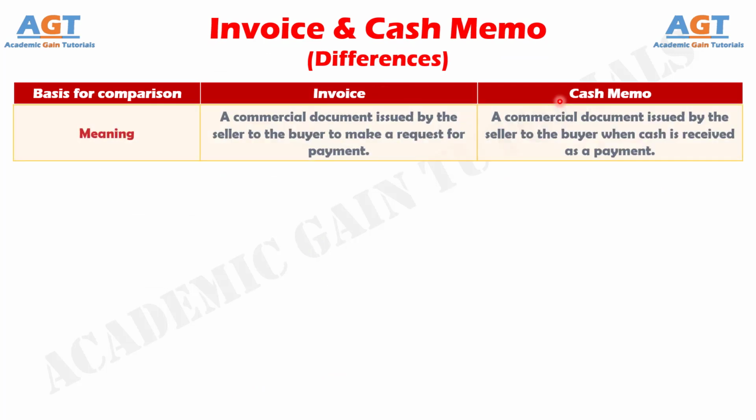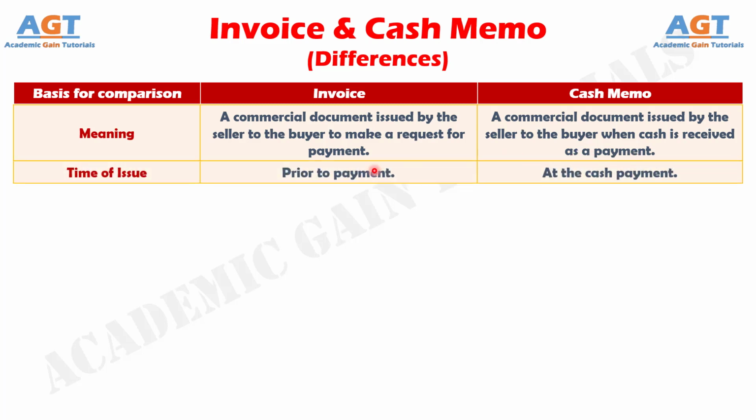Difference number 1. An invoice is a commercial document issued by the seller to the buyer to make a request for payment, whereas a cash memo is a commercial document issued by the seller to the buyer when cash is received as a payment. Number 2. An invoice is raised before the payment, while cash memo is raised when the payment is made.